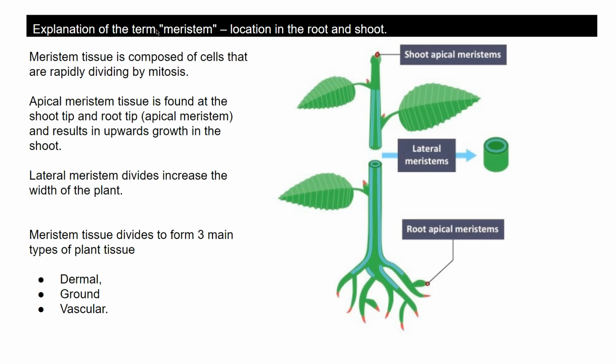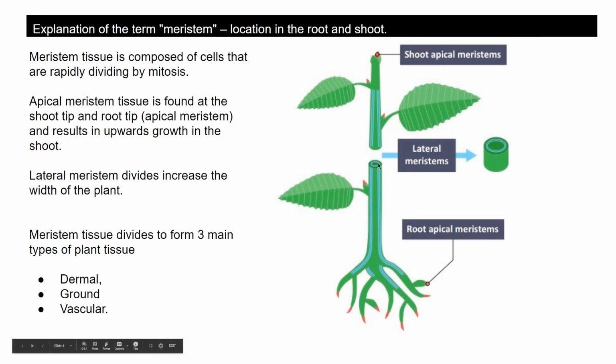Now, in this, we're looking at the word meristem. What does meristem mean, and where would you find it? Meristem tissue is made up of cells that are rapidly dividing, cells that are multiplying, producing new cells. Meristem in a plant is found at the shoot tip, the very, very top of the tip. It's also found in the root tip. So they're the main areas where we'd find meristem.